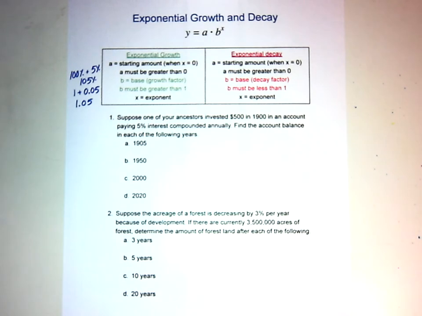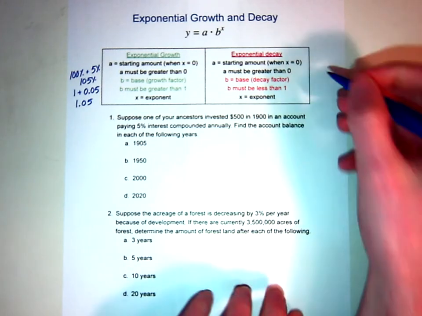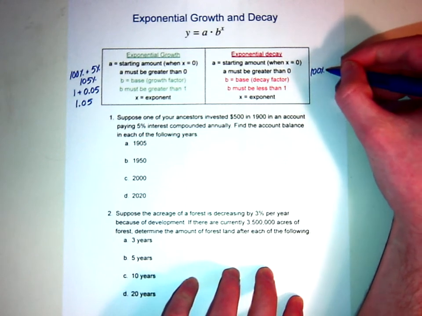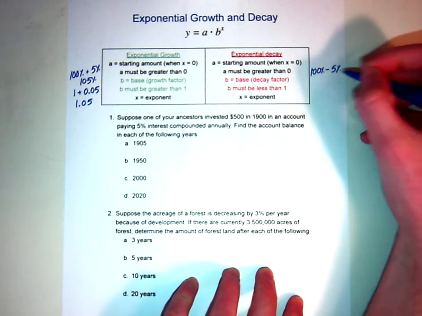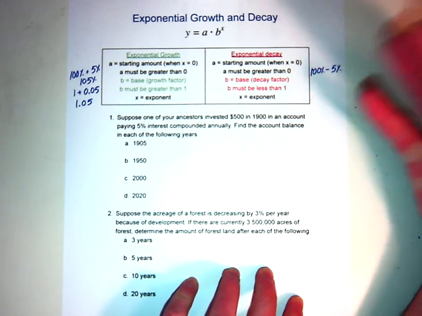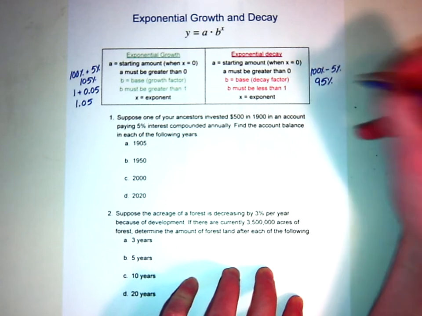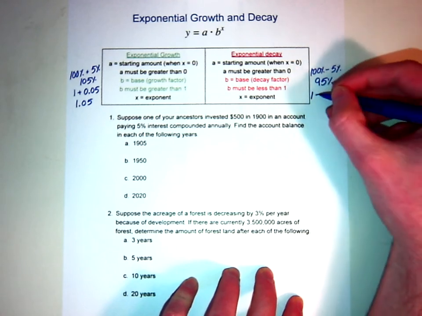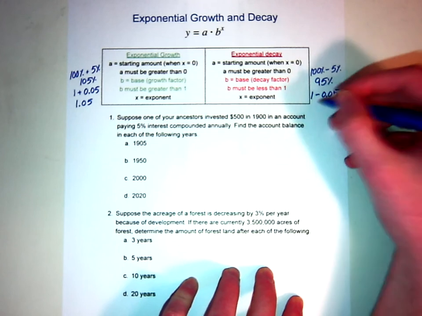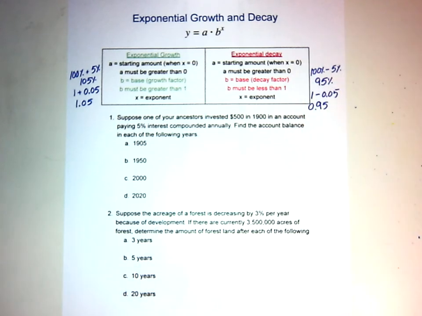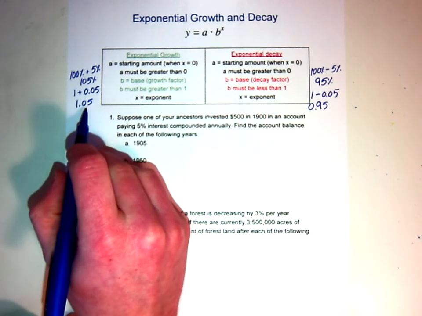The difference in exponential decay is that it is minus. Let's use the same example of 5%. Say it's decaying at a 5% rate. You would subtract, because if you had 100% but lost 5%, you'd have 95%. In decimal form, it would be 1 minus 0.05, which gets us 0.95. That is how you discover your growth factor. This is the growth factor.